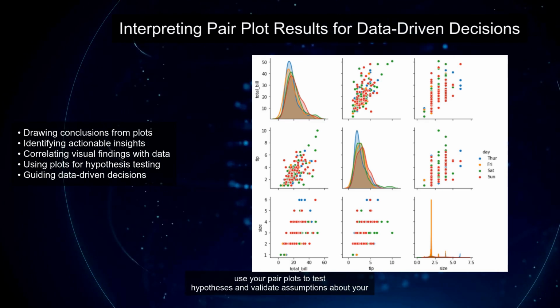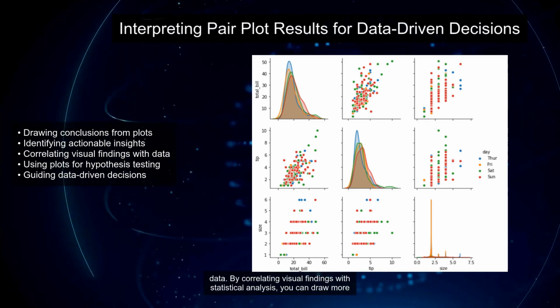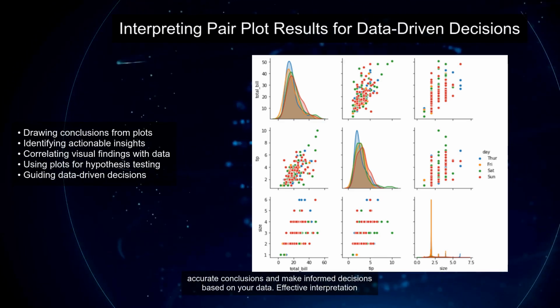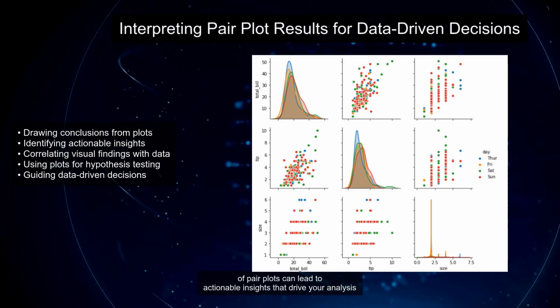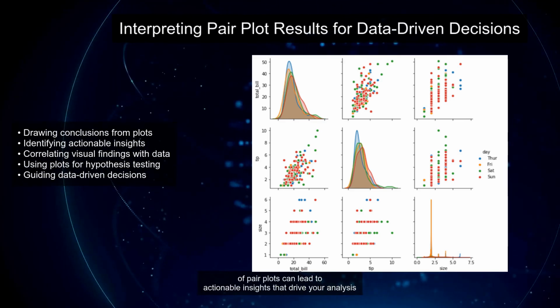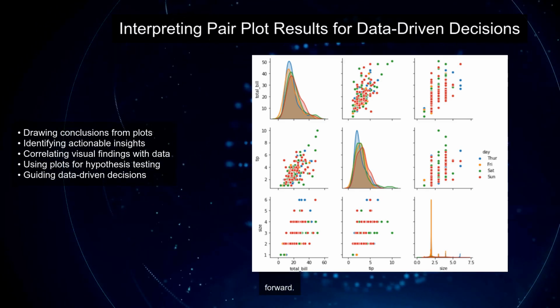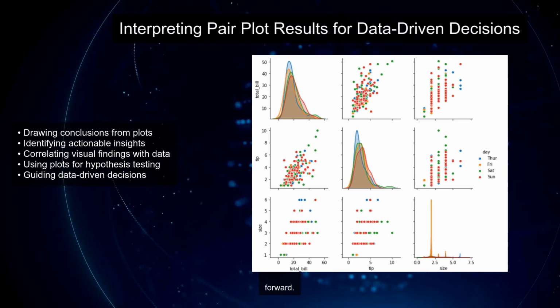Additionally, use your pair plots to test hypotheses and validate assumptions about your data. By correlating visual findings with statistical analysis, you can draw more accurate conclusions and make informed decisions based on your data. Effective interpretation of pair plots can lead to actionable insights that drive your analysis forward.